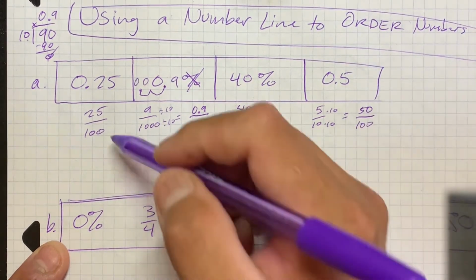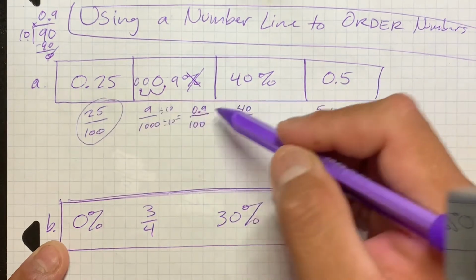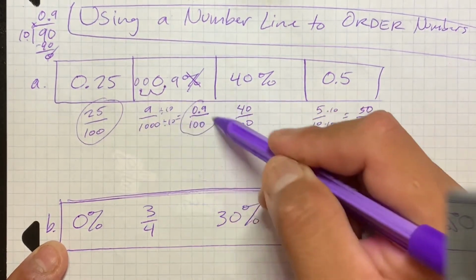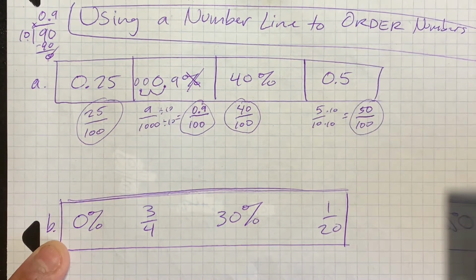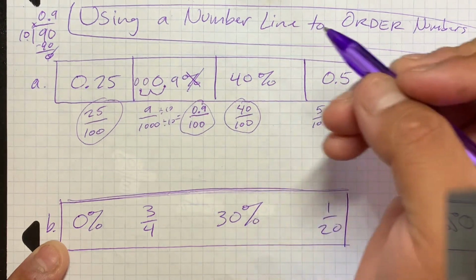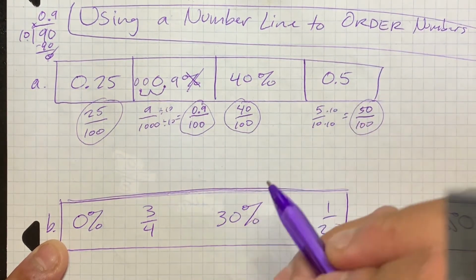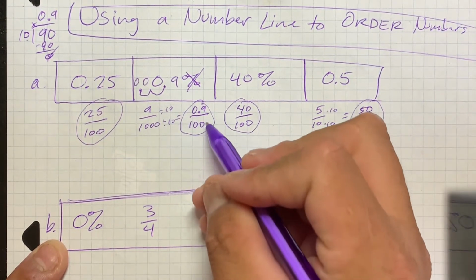Now we're going to compare 25 over 100, 9/10 over 100, 40 over 100, and 50 over 100. So again, from least to greatest, we're going to number these and put them in order. The smallest number would be 0.9.